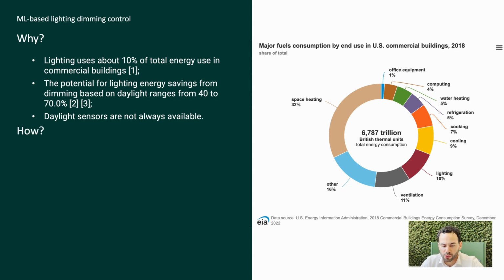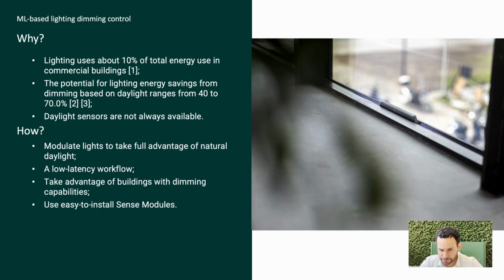Then, how do we want to solve this issue? First, of course, we want to modulate the light to take full advantage of natural daylight. Daylight is not only free, but it's also the best type of lighting that humans can use for doing their everyday tasks. To achieve this, we also need a low latency workflow, so we don't want to spend a lot of energy and a lot of time calculating the current dimming position, because that also takes energy and can create a weird user experience.